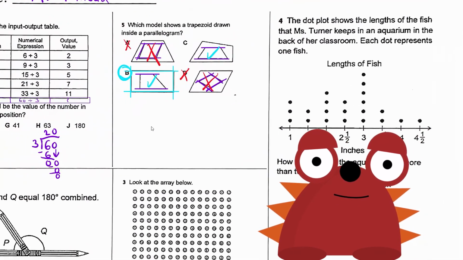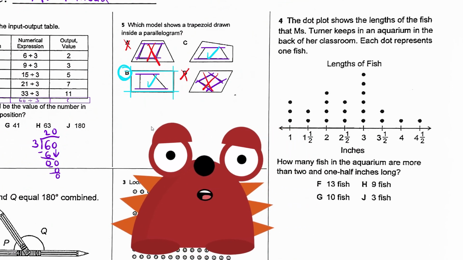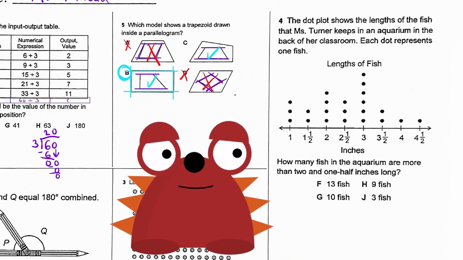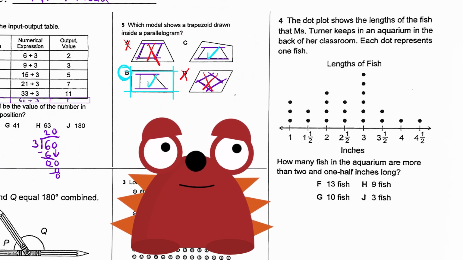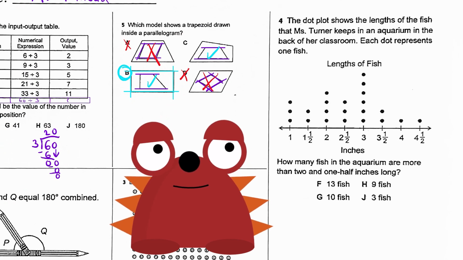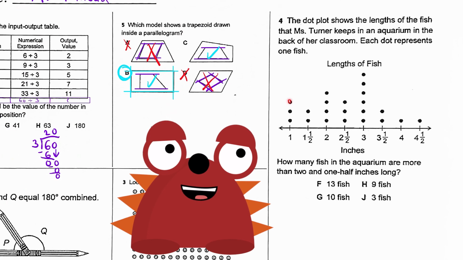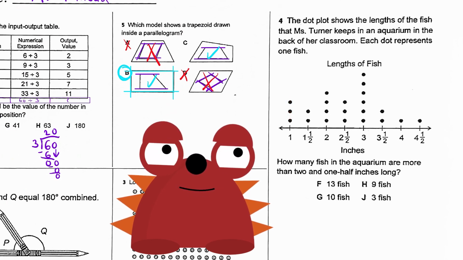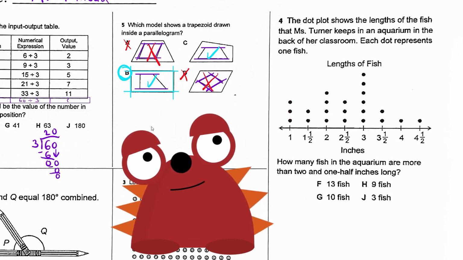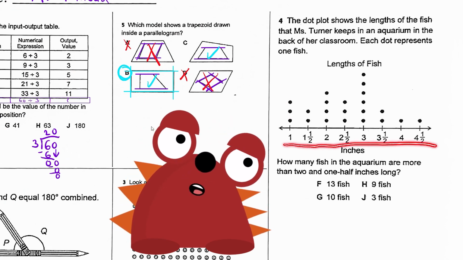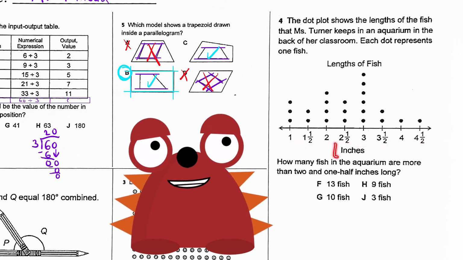And this one says, the dot plot shows the lengths of the fish that Miss Turner keeps in an aquarium in the back of her classroom. Each dot represents one fish. So we need to be careful because it's saying that the dots are representing the fish, not how big they are. And then down here you have these numbers, and those are representing the inches.